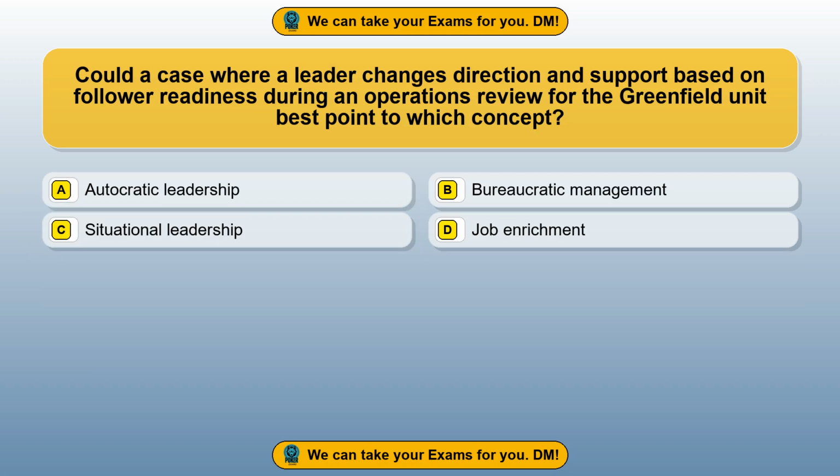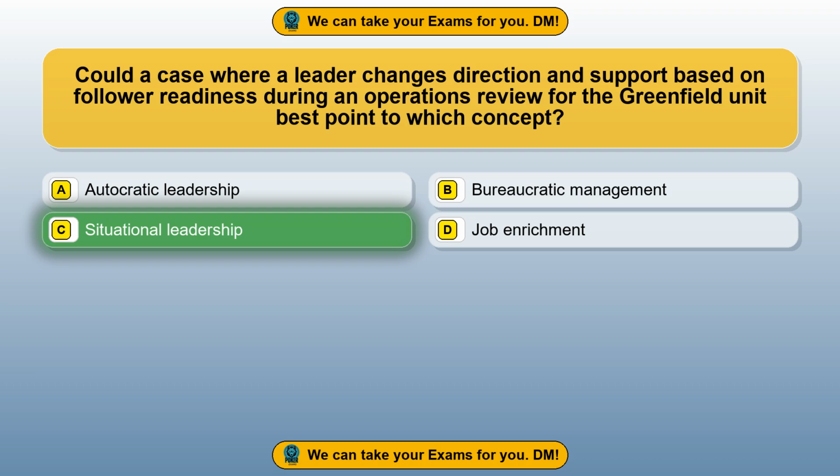Question 79. Could a case where a leader changes direction and support based on follower readiness during an operations review for the greenfield unit best point to which concept? Option A, autocratic leadership. Option B, bureaucratic management. Option C, situational leadership. Option D, job enrichment. The correct answer is option C, situational leadership.